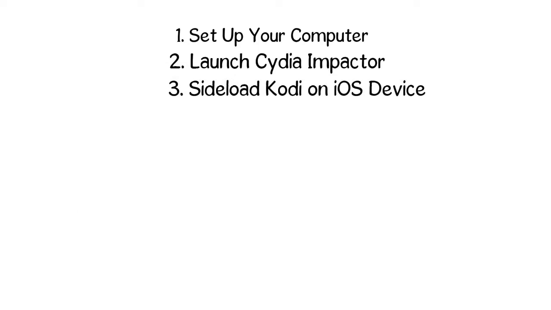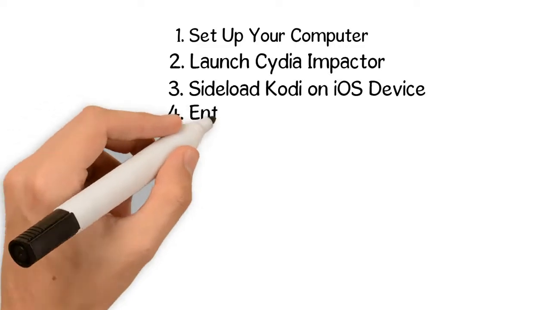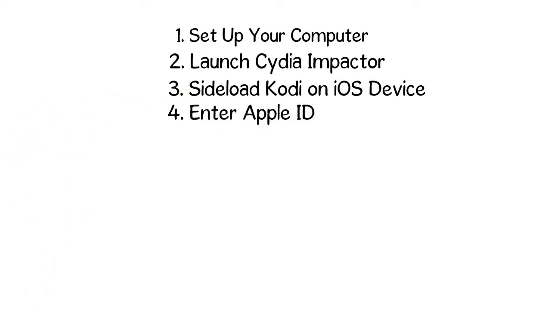Step 3. Sideload Kodi on your iOS device. Make sure that your iOS device is detected in the top drop-down menu. If you have multiple devices connected, it's highly recommended to remove everything except the one you want to install Kodi on, so there is no mistake. Next, find the Kodi IPA file you downloaded on your computer in Step 1 and click and drag it onto the Cydia Impactor window. Enter your Apple or developer ID.